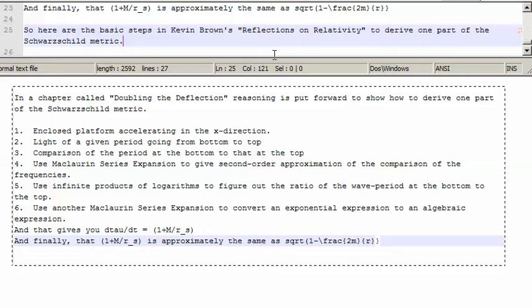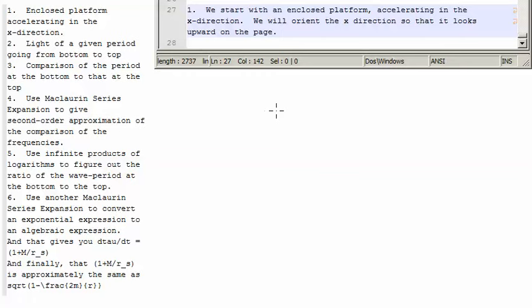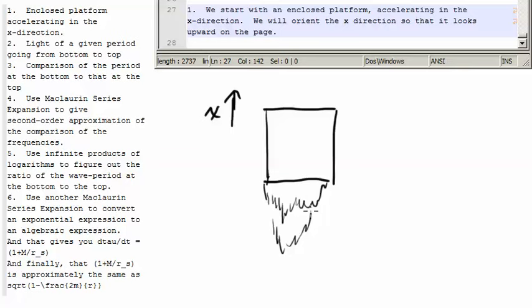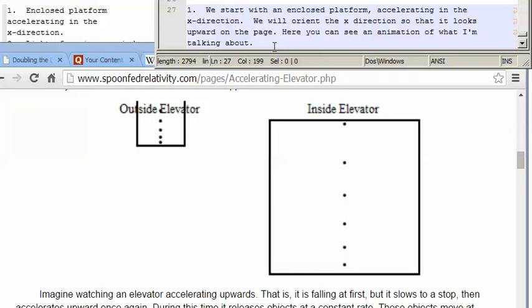Number one, we start with an enclosed platform accelerating in the x direction. We will orient the x direction so that it's upwards on the page. And so you can picture sort of a rocket under this or something like that. It's just moving upward that way. Not necessarily moving upward in that direction, it may just be accelerating in that direction. Here you can see an animation of what I'm talking about. The elevator may be going upward and accelerating upward, or it may be coming downward and accelerating upward.